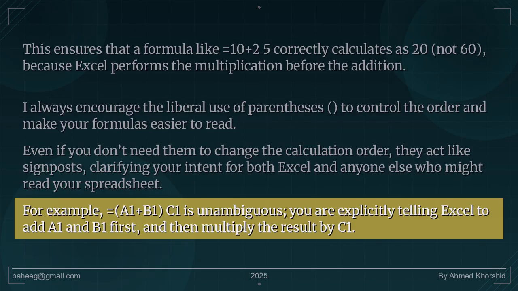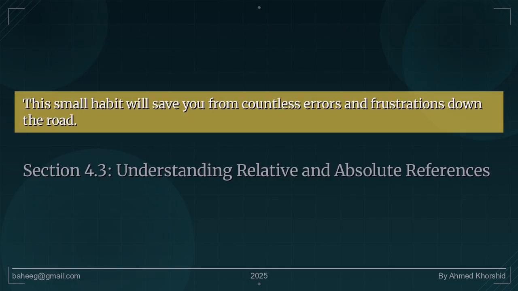For example, equals open parenthesis A1 plus B1 close parenthesis times C1 is unambiguous. You are explicitly telling Excel to add A1 and B1 first, and then multiply the result by C1. This small habit will save you from countless errors and frustrations down the road.